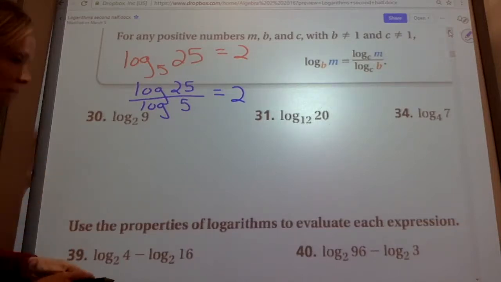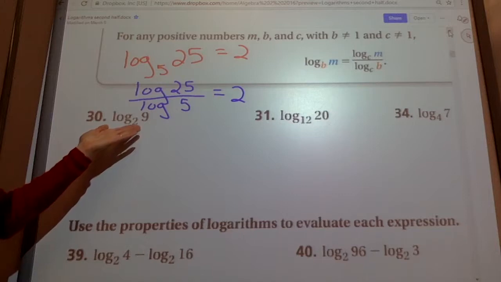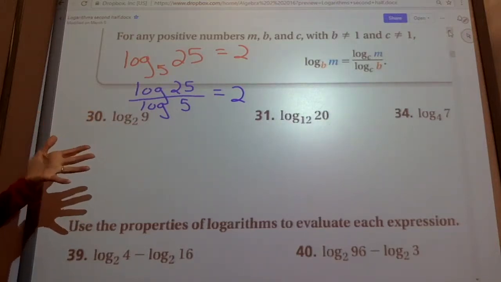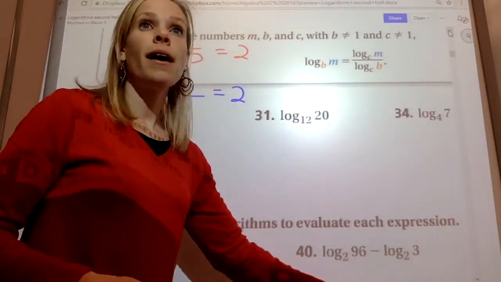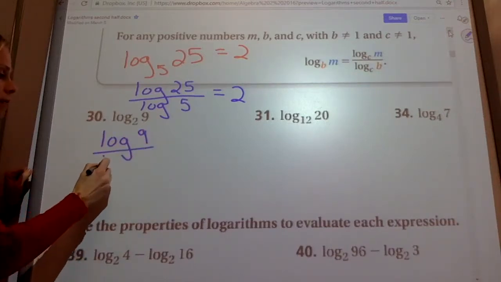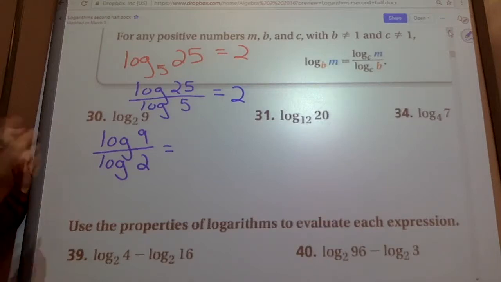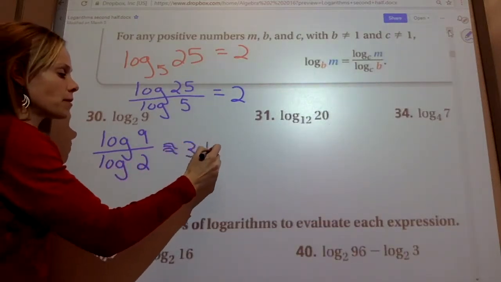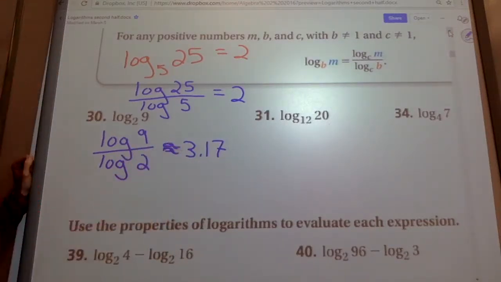So let's try some. This formula is good for problems like this. 2 to what power is 9? Well, that's going to be some crazy number. Okay, so instead of having to graph it and find the intersection, now we can just pull out our calculators and do log 9 divided by log 2. And what do you get? Approximately 3.17. Good. Let's use the approximate sign since we're rounding.